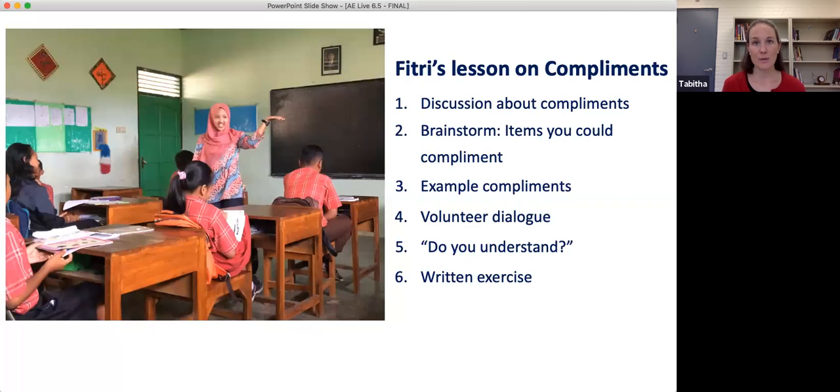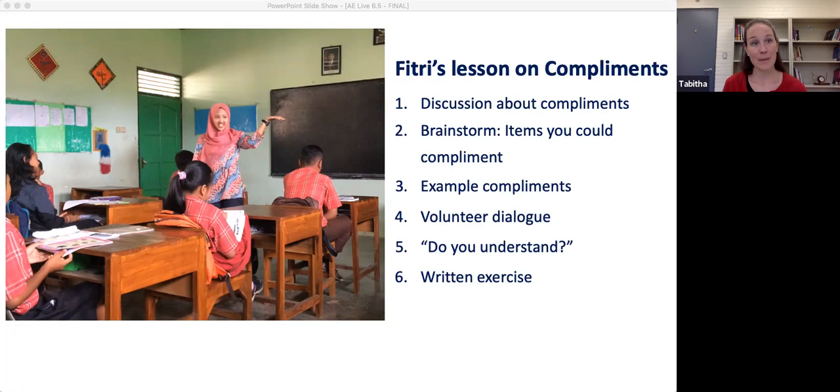Then she asked students to brainstorm different items that they could give compliments about. So as they were volunteering ideas, she wrote them on the board. And she wrote cell phone, haircut, clothes, hat, writing. And this was in a rural area. So my favorite one was that she wrote chickens. We could compliment somebody's chickens if they have nice chickens.